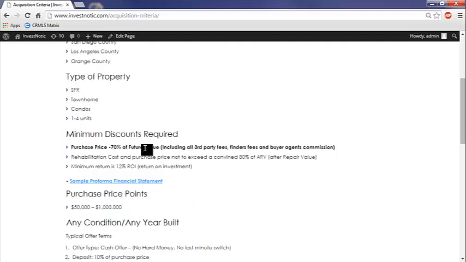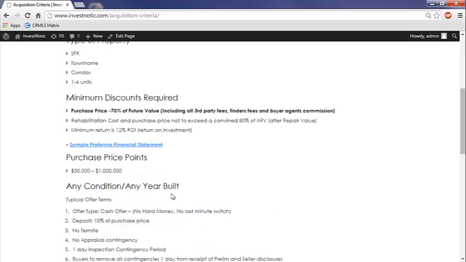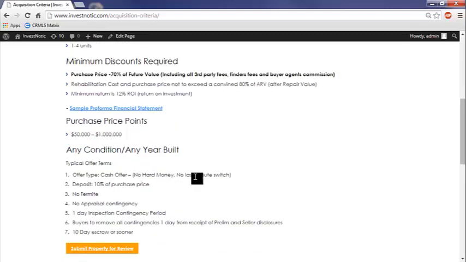Our typical discount, as I mentioned, is 70% of future value, and a total of 80% of ARV, or after repair value, of a combination of the purchase and the repairs. Sometimes properties don't need as much, so we will be able to pay a little bit more as long as our combined investment and total development cost does not exceed, again, 80%. Purchase points from low end to high end. We have done some pretty nice high-end stuff. We're not afraid of sticky transactions as long as they make sense. Any condition, any year built.